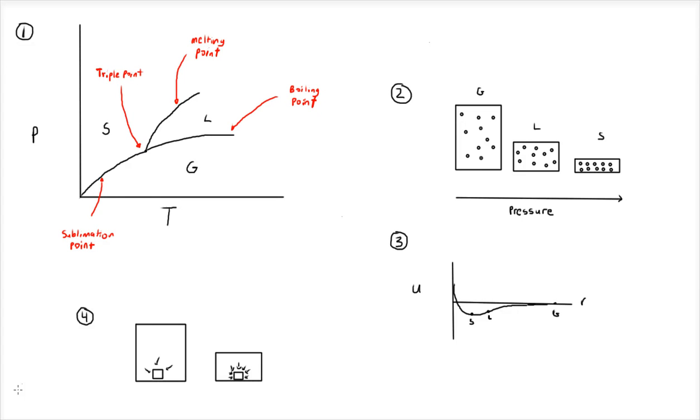In this video, we'll be talking about pressure's effect on states of matter. In figure 1, I've drawn a PT diagram. That's pressure on the y-axis, temperature on the x-axis. For a given temperature and a given pressure, all you have to do is find out where you are on the graph, and it tells you what state of matter you'll be in.